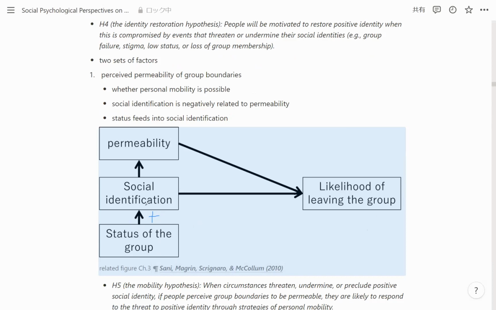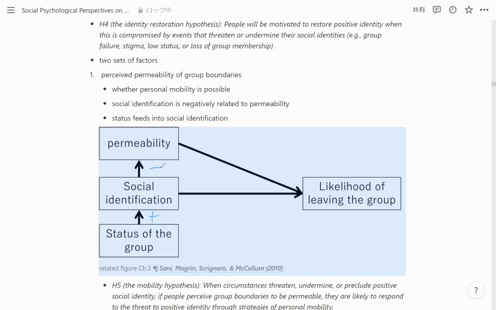And here I talked about the permeability of the group. So when people develop stronger social identification, they would perceive the permeability of the group as low. So they would perceive low permeability in that group, meaning that when they have strong social identification, they feel that it would be difficult for them to leave the group. Not only to leave, but it will be difficult to leave and re-enter the group.